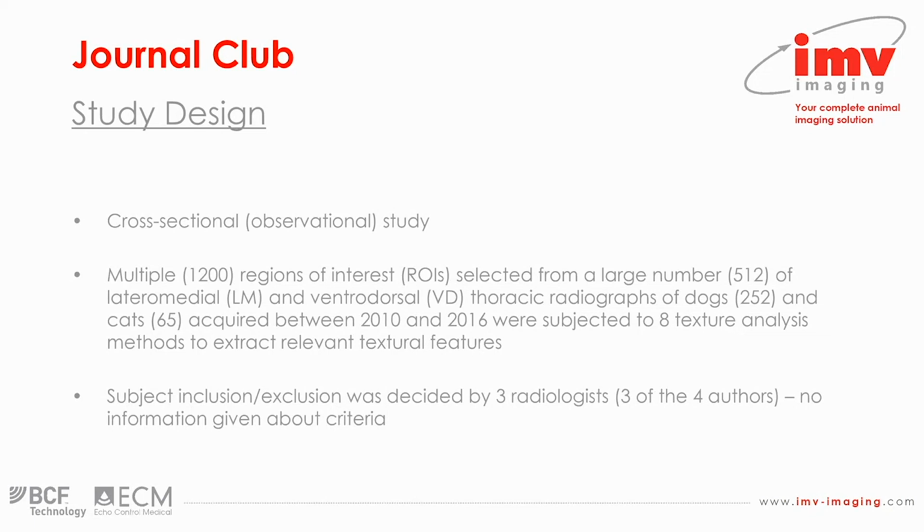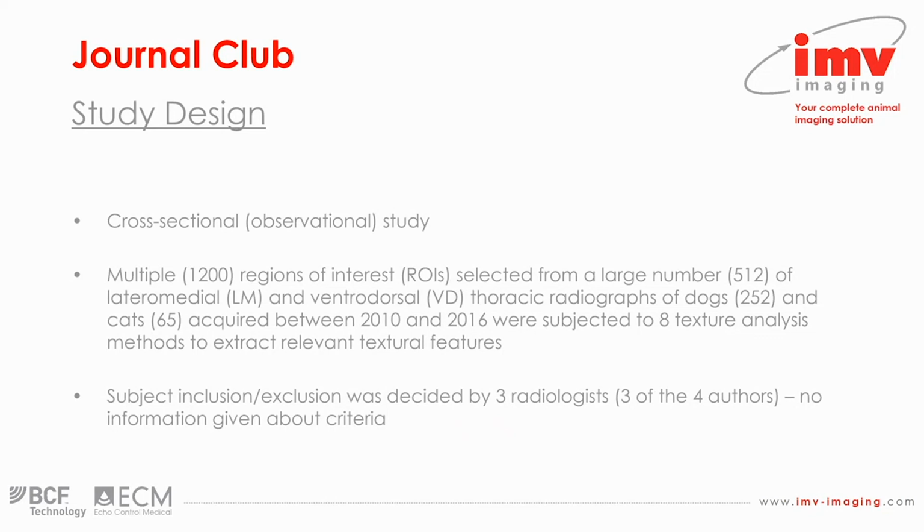These images, or more specifically these regions of interest, were then subjected to a batch of different tests based on 8 different texture analysis methods. Those tests produced a large number of parameters that allowed the authors to extract relevant textural features, to which they were then able to apply the machine learning algorithm.